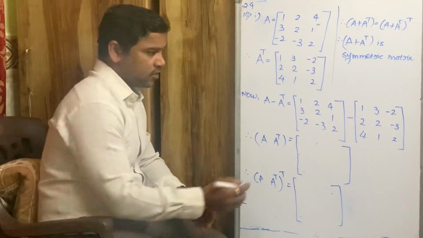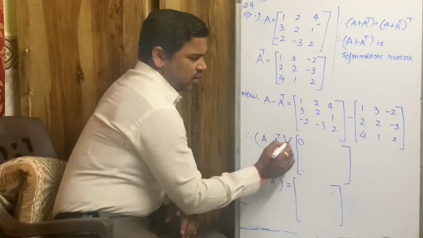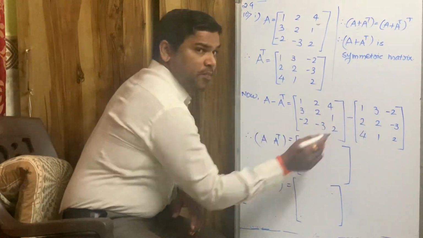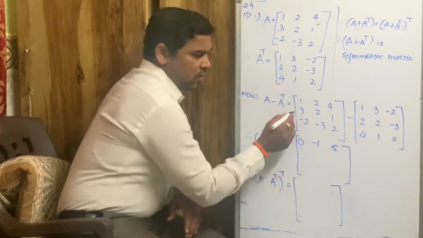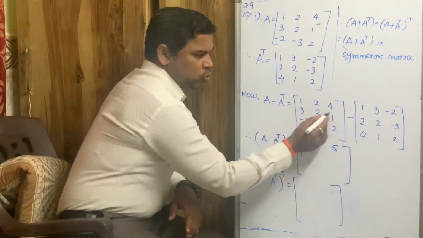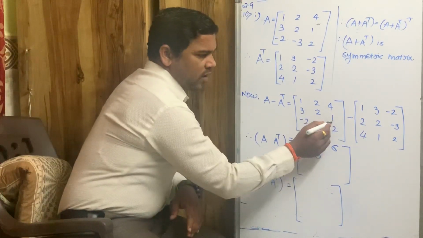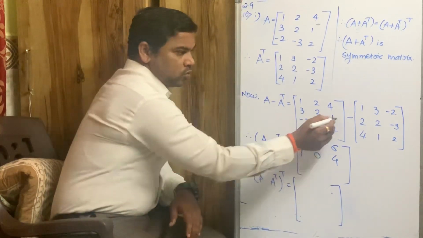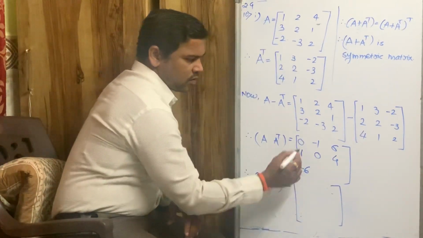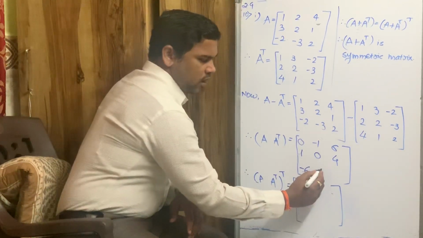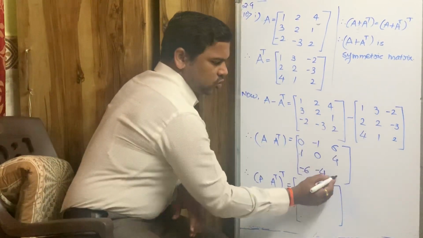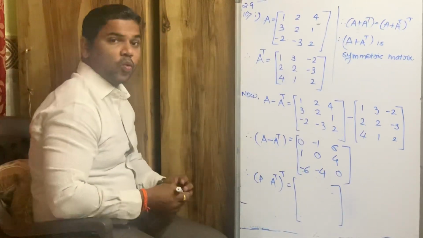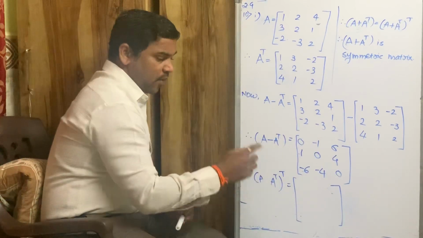Now we have to subtract. 1 minus 1, that is 0. 2 minus 3, that is minus 1. 4 minus of minus 2, 4 plus 2, 6. 3 minus 2, 1. 2 minus 2, 0. 1 minus of minus 3, 1 plus 3, that is 4. Minus 2, minus 4, minus 6. Minus 3, minus 1, minus 4. 2 minus 2, 0. So this is our A minus A transpose. This matrix is A minus A transpose.